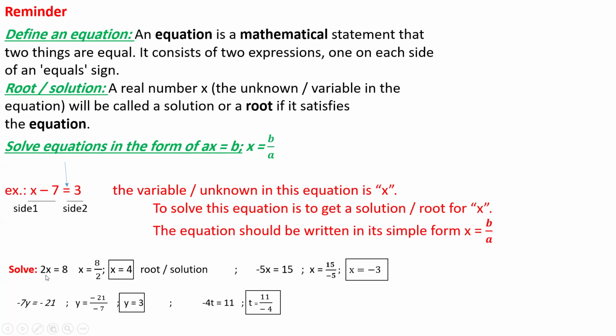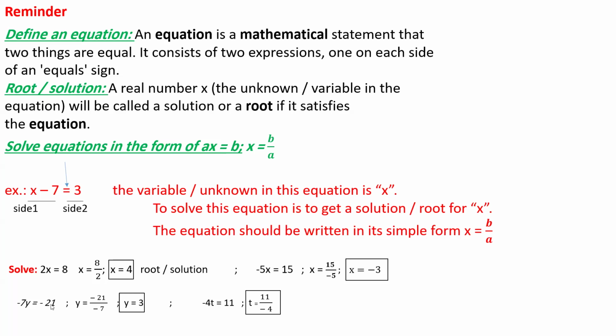Now I'm given the equation 2x = 8. Is this a simple equation form? Of course, because this is ax = b. So directly the root is x = b over a, then x = 8 over 2. We can reduce, then x = 4 is the root or the solution. Always our root, we put it in a box.